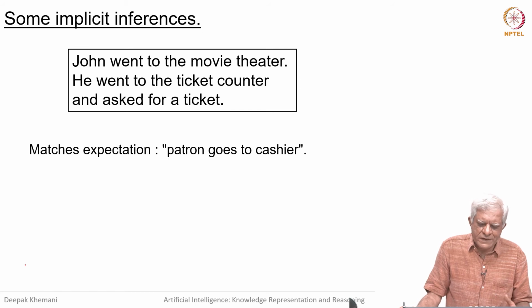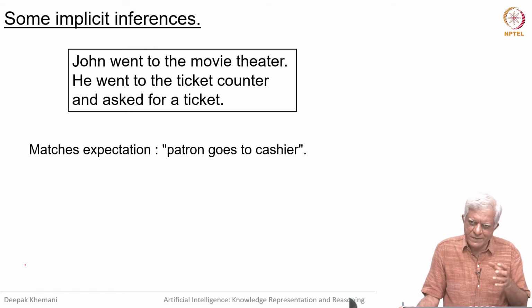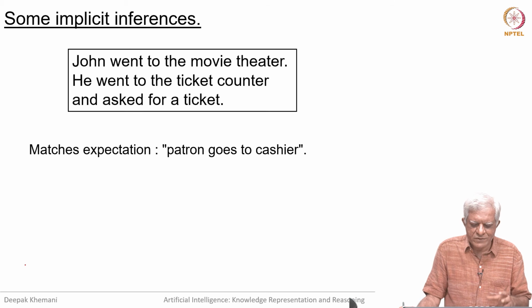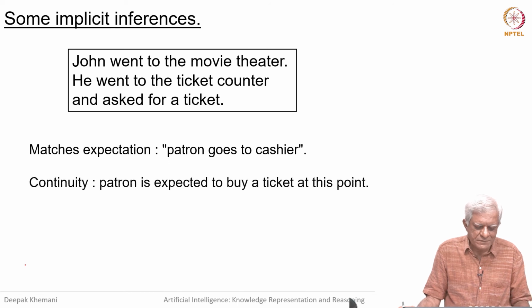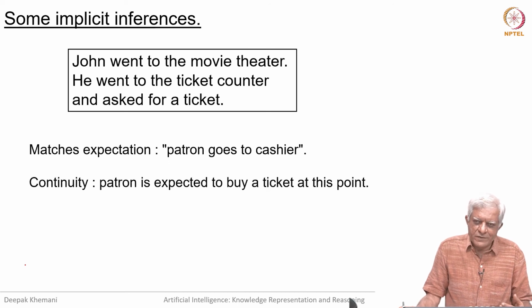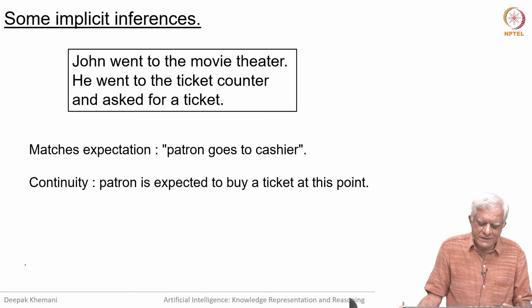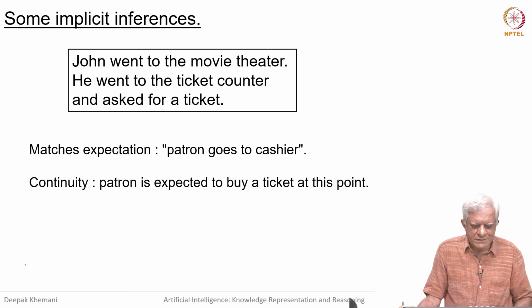So, assuming that we have a theater script, when it says he went to the ticket counter, then in the script there would be an episode which says that you go to a cashier or you buy a ticket from a cashier. So, cashier and ticket counter are going to be related to each other, and the program should figure that out. From the continuity point of view, the patron is expected to buy a ticket at this point, because he is asking for a ticket to start with.